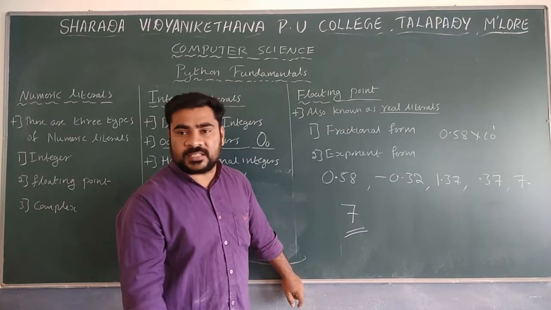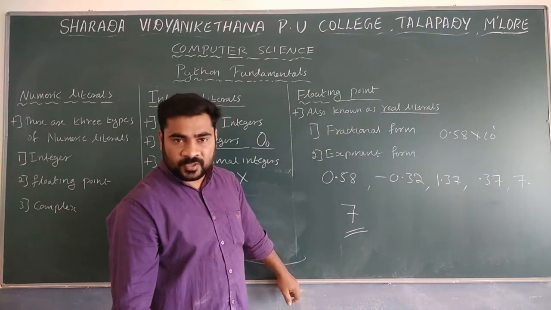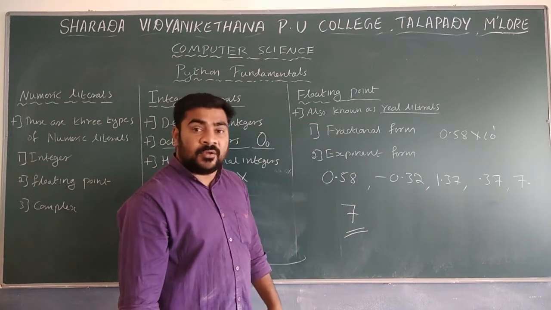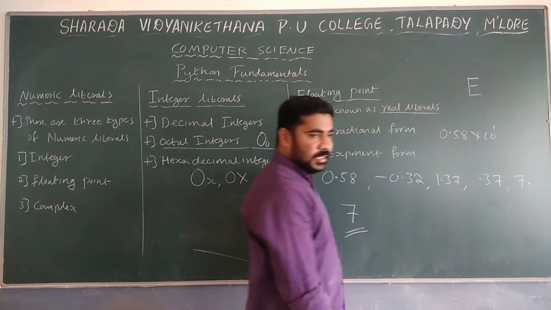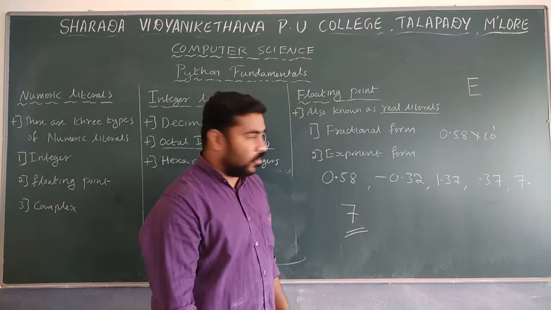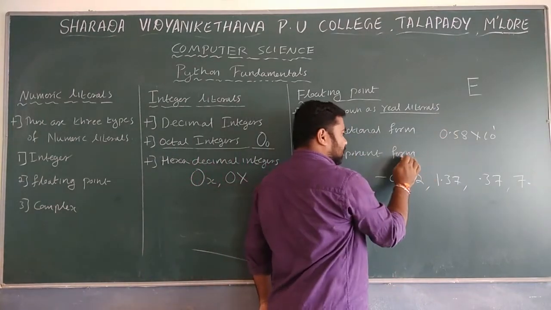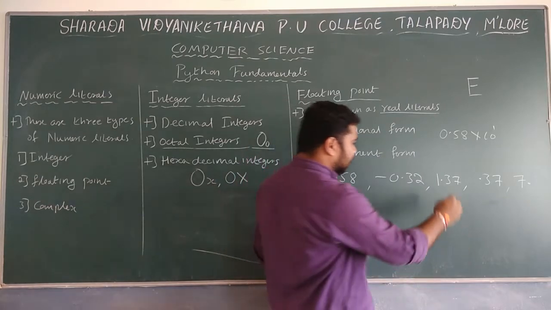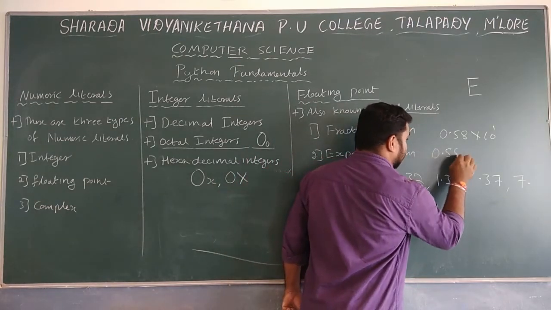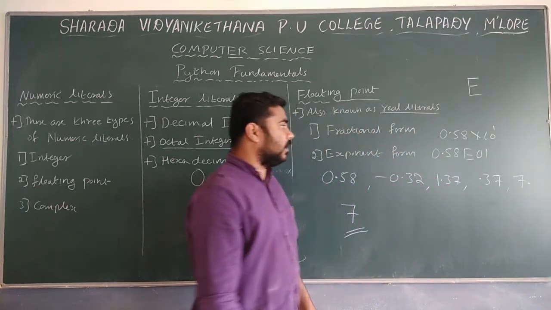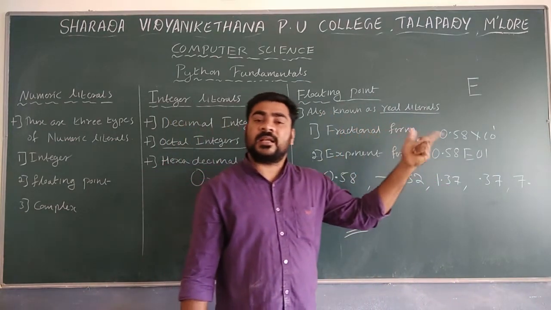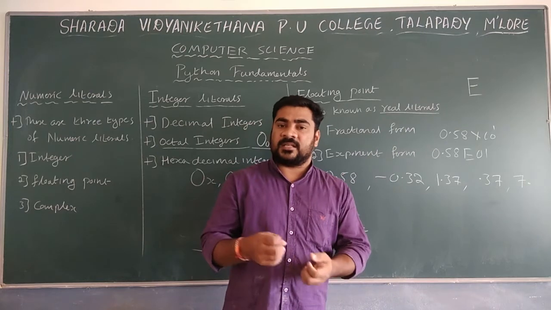If you have to represent these numbers in exponent form, you have to use one letter, that is E. So you can represent the same number in exponent form like this: 0.58E01. 10 raised to 1 means 10 raised to 01 it is.